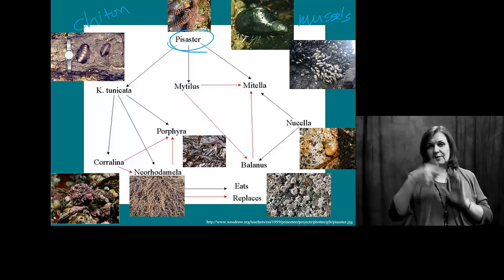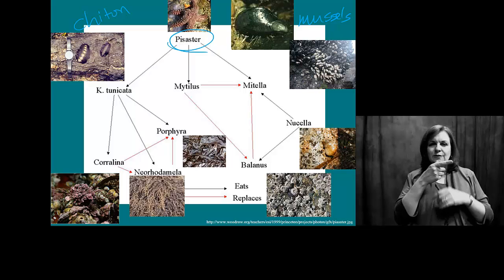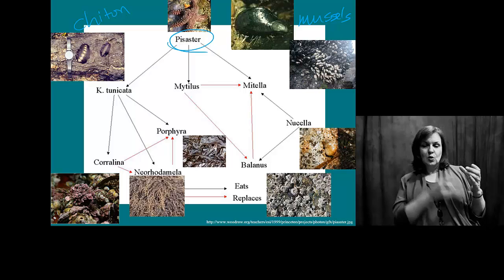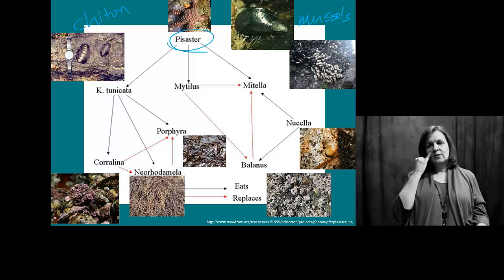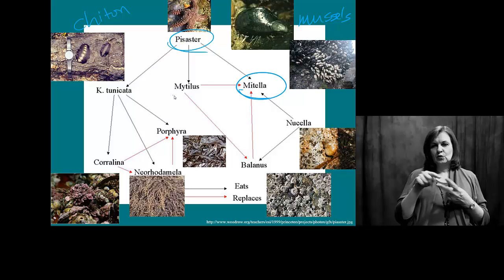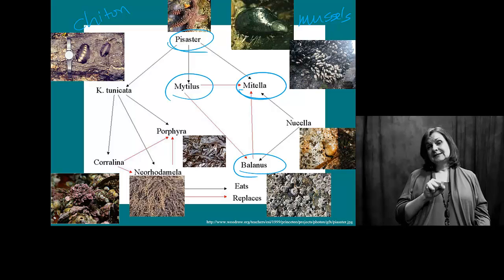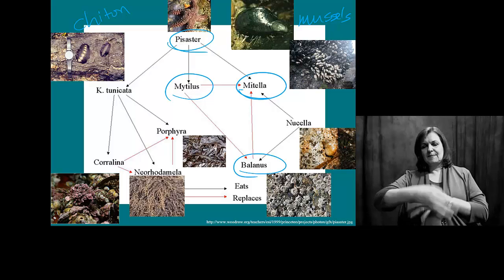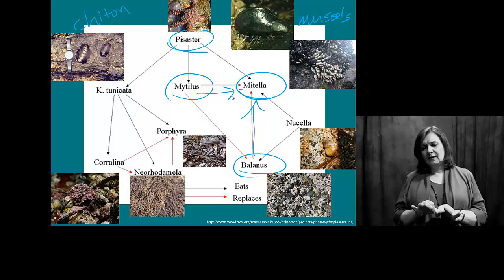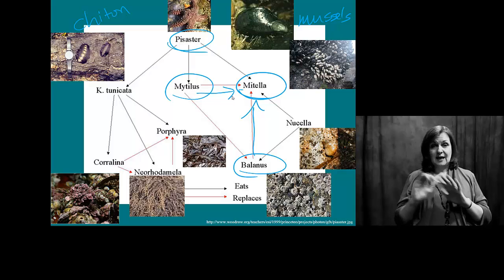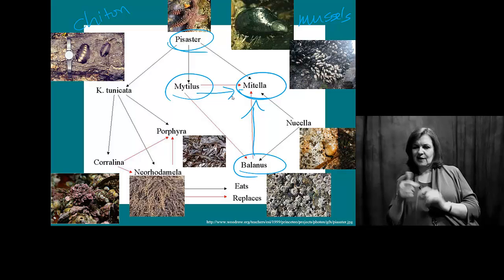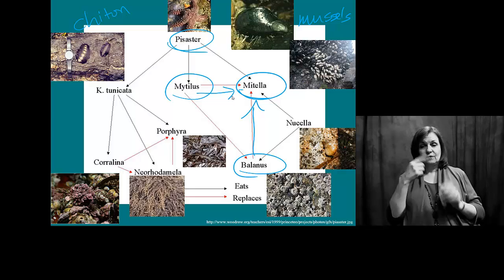Our black lines are showing us who eats who. The red line is showing that if an organism is missing, who is going to replace it. So if our Mitella goes missing here, the Mytilus and the Balanus will actually end up replacing that. You see how these arrows go. Why is this important? Well, because if any one individual goes missing from these communities, there is some replacement factor. Someone else is going to move in.